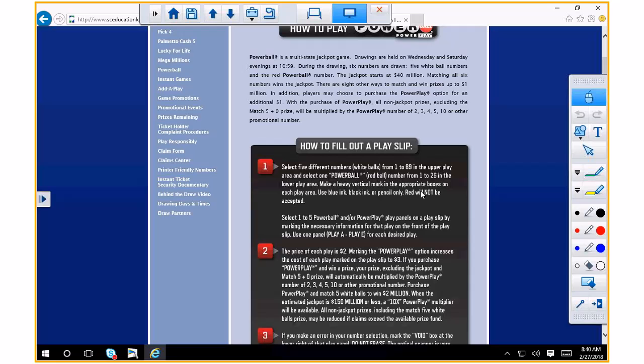Okay? All you got to write down is white, 1 to 69, 5 white balls. Red ball, 1 to 26. That's what you need to write down. All right. Now, let's go to the spreadsheet. The reason I'm going to go to the spreadsheet, there's a reason.